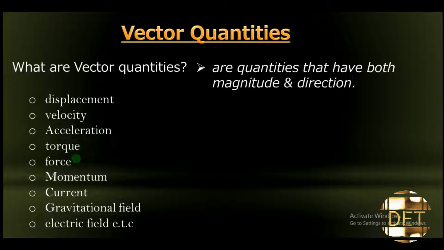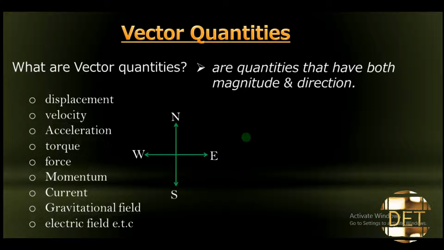For instance, a force, which is a vector quantity, will always act in a particular direction. It can act due north, due east, due south, or due west. So the direction of vector quantities can always be determined. So vector quantities are quantities that have both magnitude and direction.